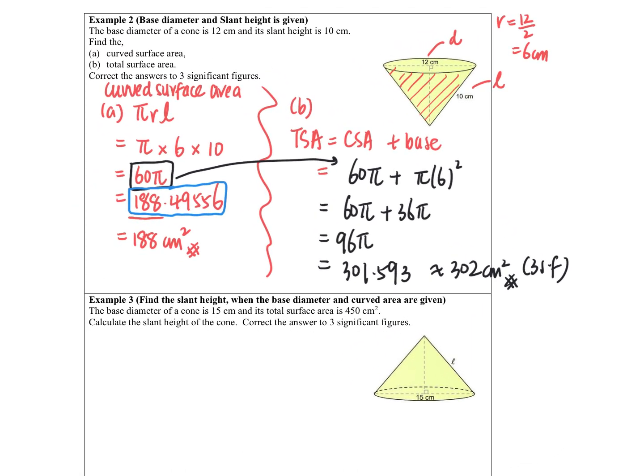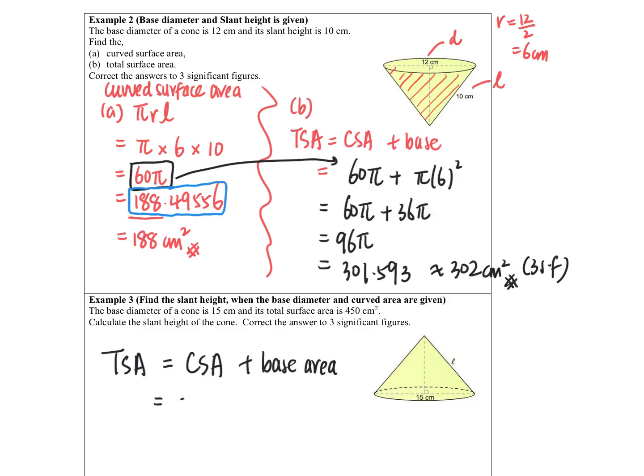Okay, next one. The base diameter is 15. The total surface area is 450. So remember, total surface area is always curved surface area plus the base area.